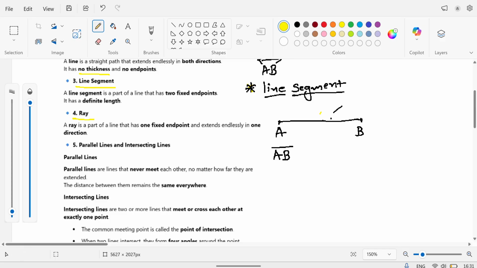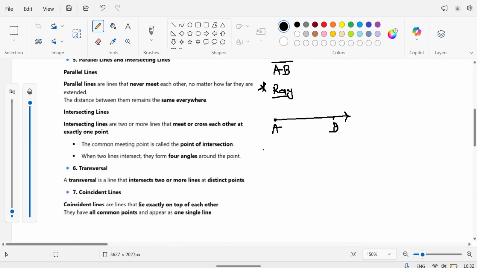The next one is a ray. A ray basically has one fixed point and one non-fixed point. So a ray is generated from one point and extended infinitely. If this is ray AB, to represent a ray mathematically we write A and B together, same as we did previously, and just put the symbol of the ray upon that.